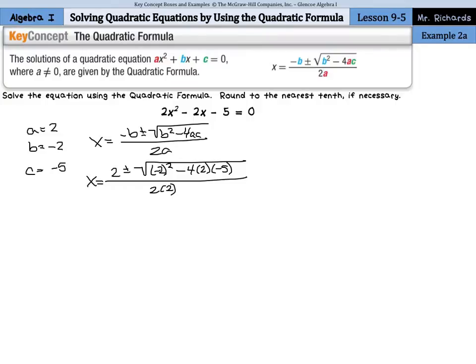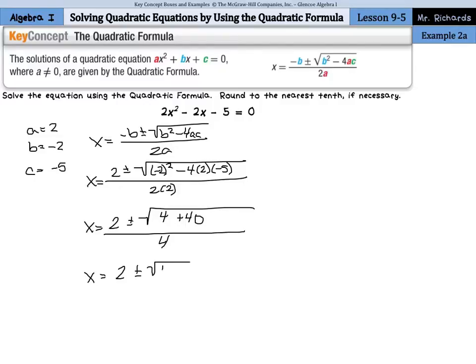Well, as we continue solving this now, x is going to equal 2 plus or minus the square root of negative 2 squared is 4. Then the minus 4 times 2 times 5 is plus 40. That's again now going to be divided by 4. So x equals 2 plus or minus the square root of 44 divided by 4.